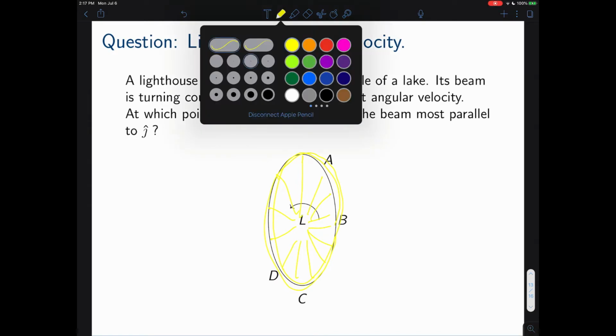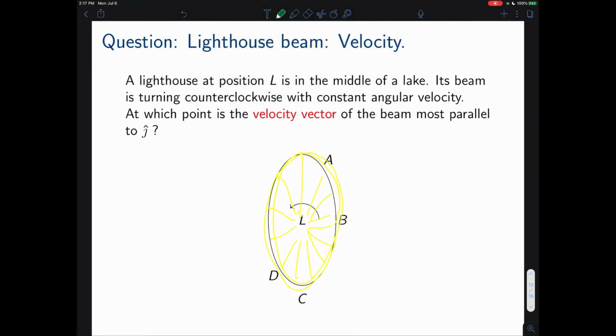The answer is point B. At point A, the velocity vector looks like that. At point B, the velocity vector is pointing up. At point C, the velocity vector is pointing sideways. And at point D, the velocity vector is pointing sort of southeast. So B is the answer, where it's most parallel to J.